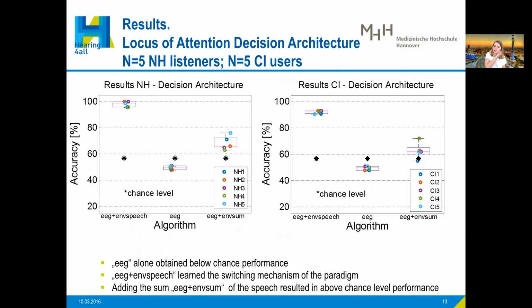So here are results for the decision architecture, and the architecture with just EEG as an input showed results below chance level. The architecture with EEG and summation of envelopes showed results higher than chance level. And the last architecture, EEG plus envelopes of speech, showed really high results, which means that this network learns the switching mechanism of the paradigm.